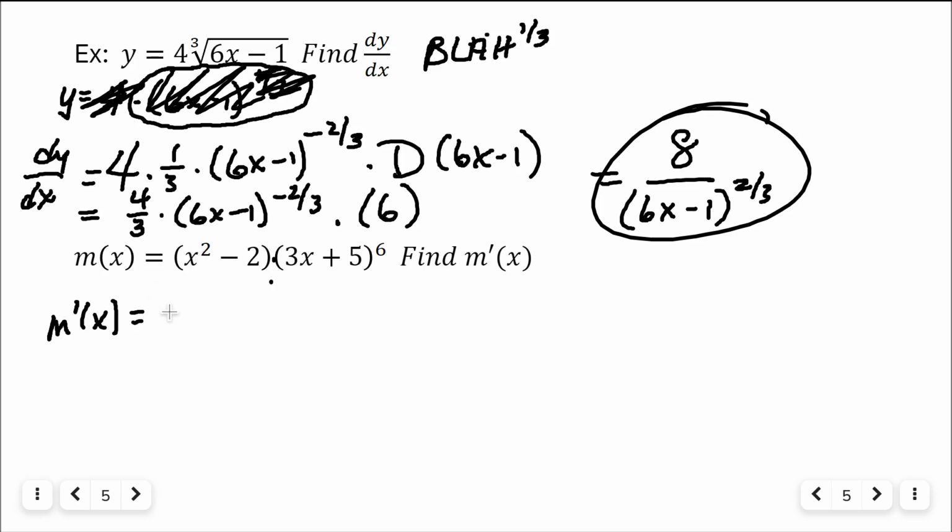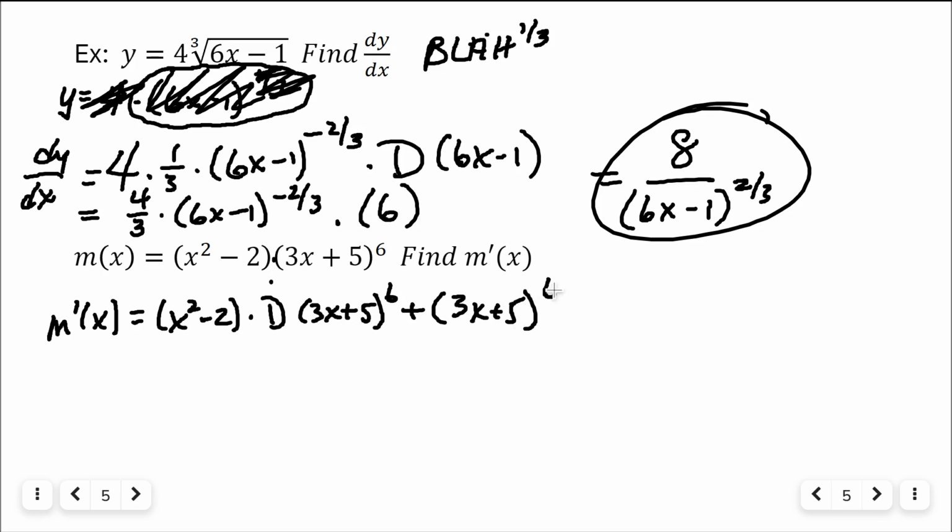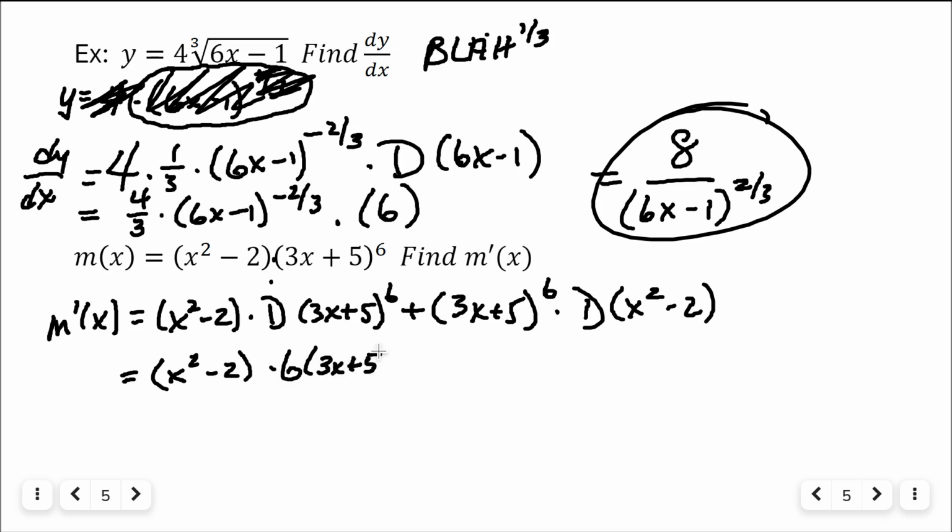Okay, so product rule says leave the first one, derive the second, plus leave the second, derive the first. Okay, so I'm going to leave the x squared minus 2 there. The derivative of 3x plus 5 to the 6th. That's blah to the 6th. Its derivative is 6. Leave the blah. Take 1 from the power.